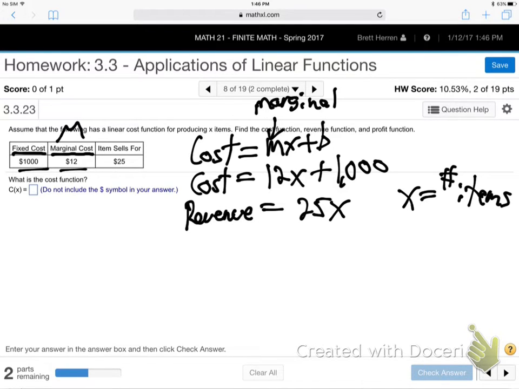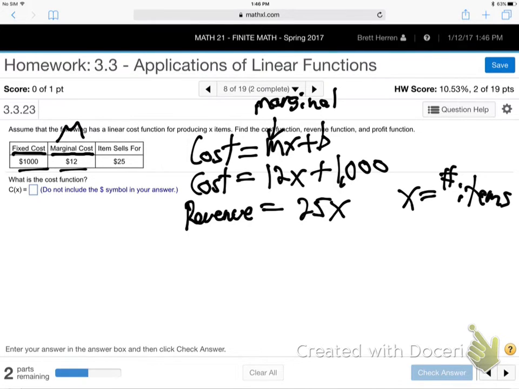But it costs the company, the factory, something to produce the items. What does it cost them to produce the items? Well, 12x plus 1,000. In other words, it costs the company $12 per item. But there's an initial cost just to set up the factory, to buy whatever it takes to start making stuff, $1,000. Is that making sense, how those two things work?